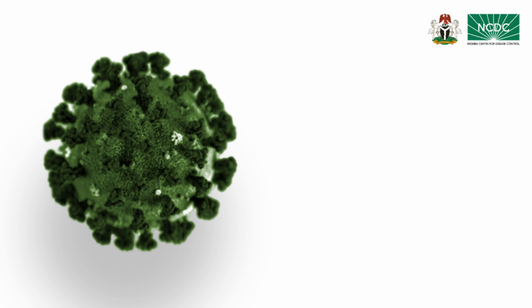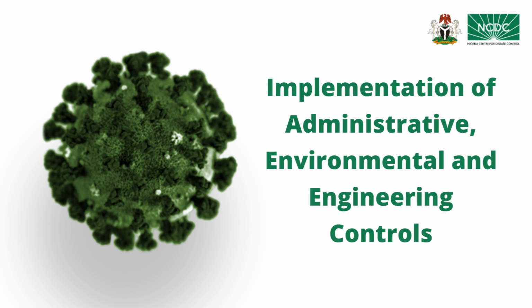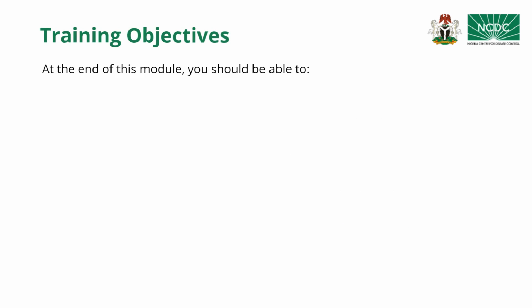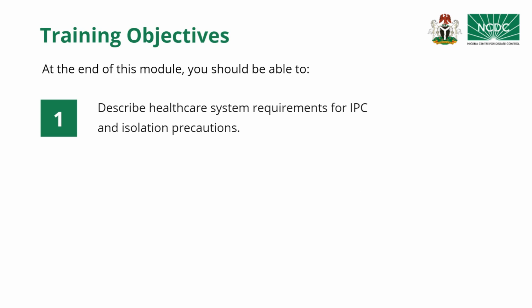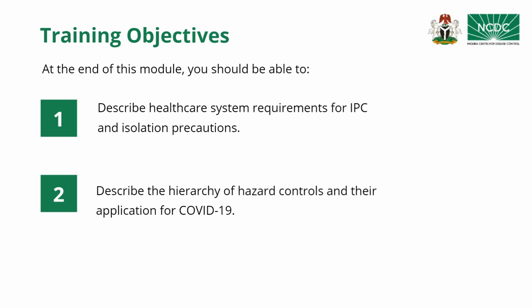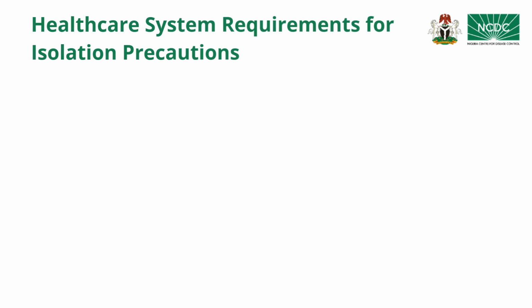This module focuses on the implementation of administrative, environmental, and engineering controls at healthcare facilities. At the end of this module, you should be able to describe healthcare system requirements for IPC and isolation precautions, and describe the hierarchy of hazard controls and their application for COVID-19. The following are healthcare system requirements for isolation precautions.